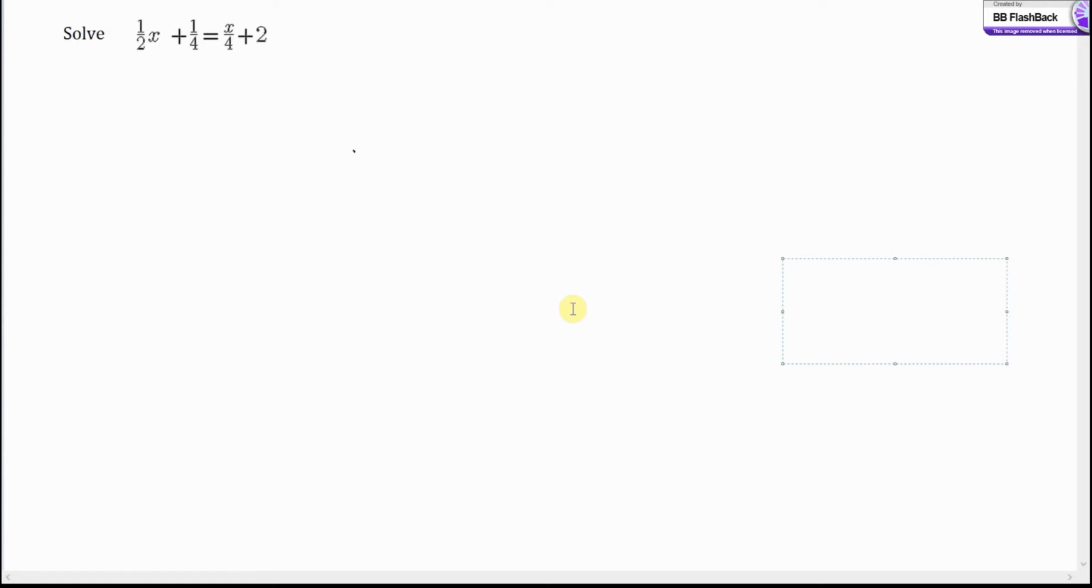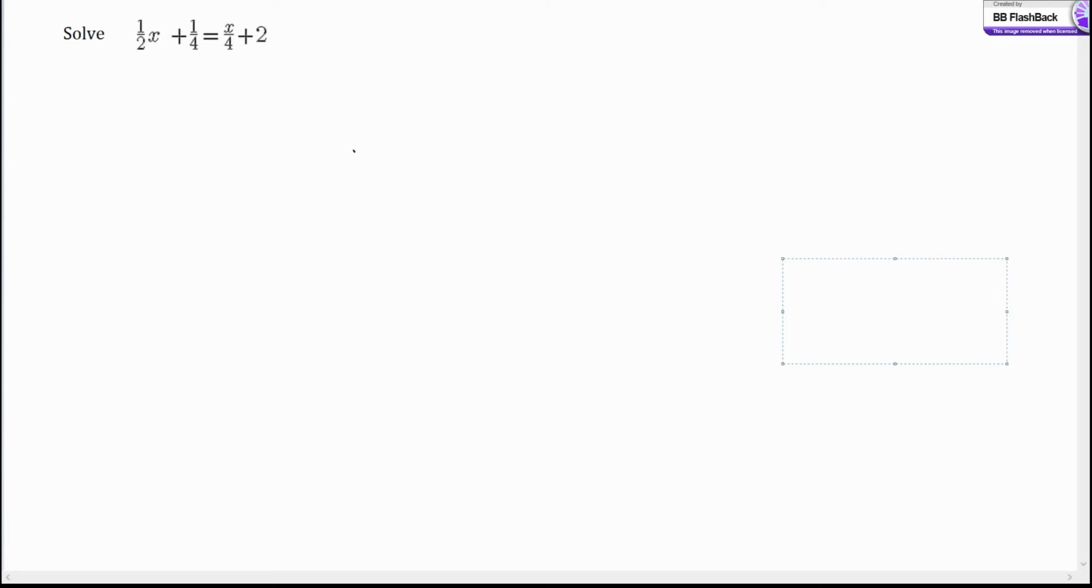On the last page, you were asked to try to solve 1/2 x plus 1/4 equals x over 4 plus 2 by any strategy at all. Maybe you were able to use the graphing technology. Maybe you used the steps you've already learned to collect the terms together and solve. There's lots of different ways that you could possibly solve it, and now we're going to talk about what might be for you the easiest way.